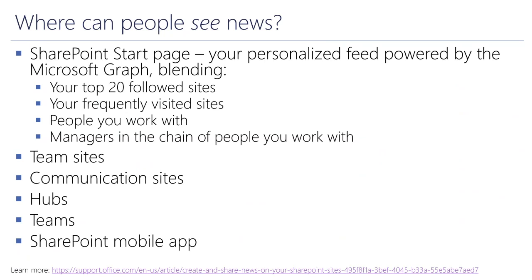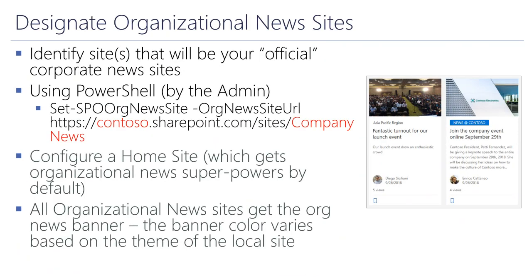So let's talk about what you can do to make sure that your news articles actually get read. My favorite technique to increase engagement is to designate one or more sites as your official sources of news. Now, this can be done using some very simple PowerShell. And believe me, it's simple because I had to learn PowerShell to make hub sites. And I always tell people, PowerShell is easy enough that a grandmother can do it.